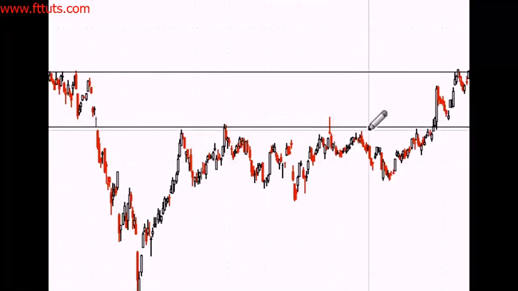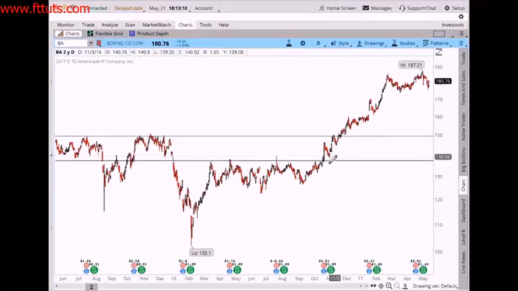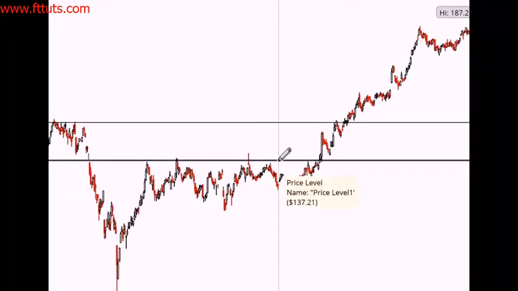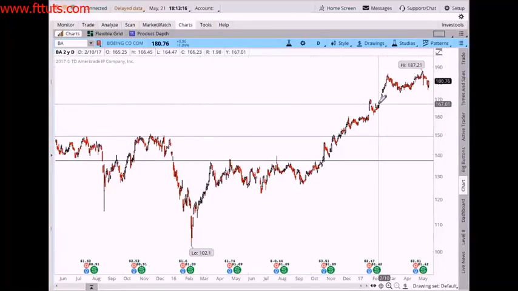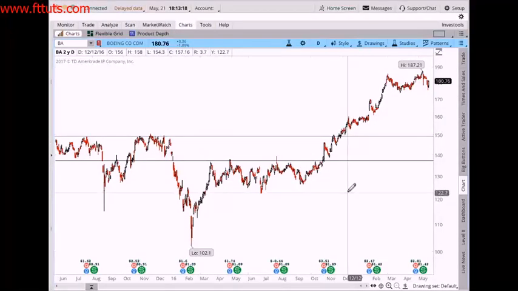Because there's a resistance. So wait for it to break above that resistance and then retrace down, all right, before buying. And if you can stay above that resistance that's become support, then we know that it's safe to enter the trade. Okay? You could also notice one over here.